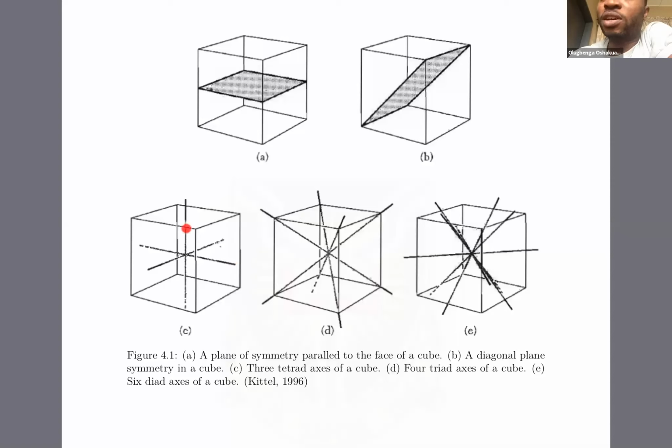So these lines of symmetry, this is 1, this is 2, this is 3. They go through the face of the cube. And they are called the three tetrad axes of the cube. So what we have here is a plane that cuts the cube into half. And the plane is parallel to the face of the cube. And this plane cuts the cube into half, and the plane aligns with the diagonal of the cube.